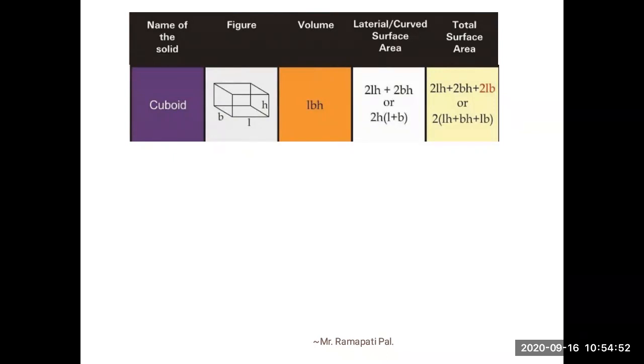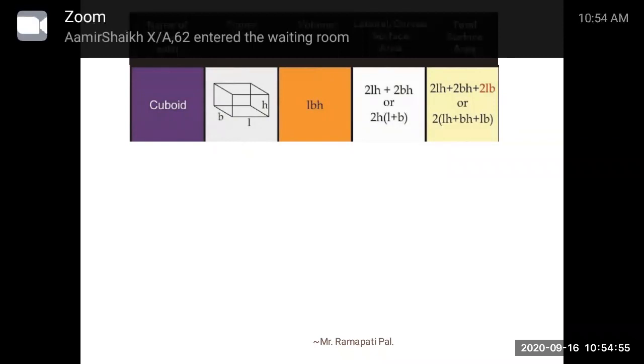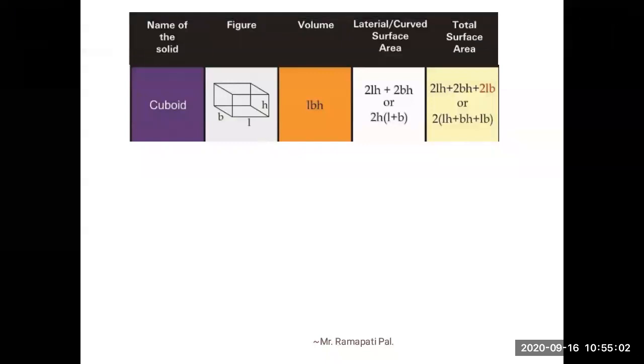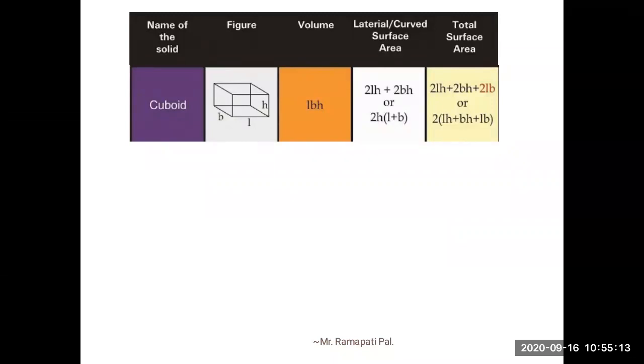In cube, all the sides are equal. Correct? Length is equal to breadth, breadth is equal to height. That's why it is called a cube. But in cuboid, length is there, breadth is there, and height is there, and they are not equal to each other. So you can see the diagram of cuboid. I hope that everyone can draw the cuboid. From 7th standard you are drawing this diagram.